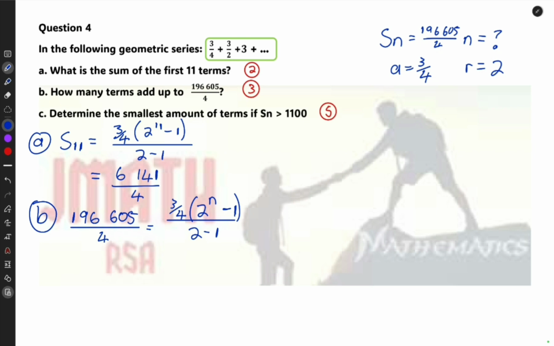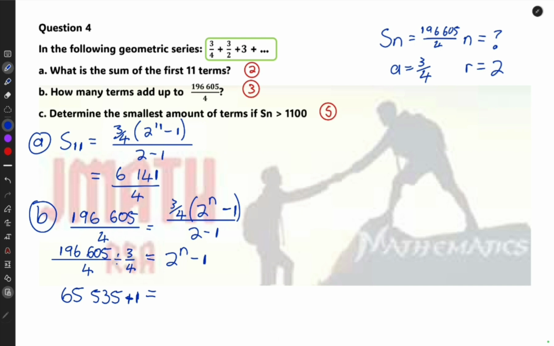The first thing I'm going to do is divide both sides by 3 over 4. 196,605 over 4 divided by 3 over 4 equals 2 to the power n minus 1. Now, if I type that on the calculator, I will see the answer is actually 65535. Now, that minus 1 on the right, I'm going to take it over, and it's going to become a plus 1 on this side.